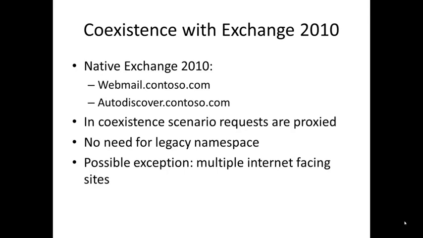If you're running Exchange 2010, life will be a little easier. There are native Exchange 2010 namespaces, webmail.contoso.com and autodiscover.contoso.com, and in a coexistence scenario the requests are proxied to the appropriate service, so there's no need for a legacy namespace. There's a possible exception, just like we saw in Exchange 2007, if you are using multiple internet-facing sites.